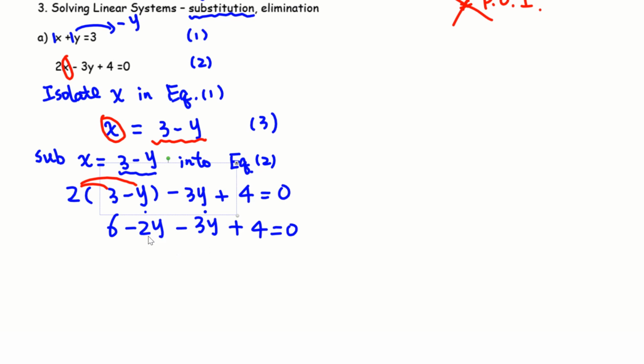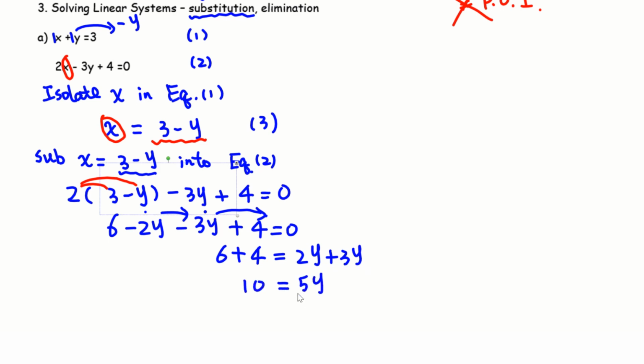Then we want y at one side, number to other side. We could move the y to other side. So we have 6 plus 4 equals, minus 2y becomes opposite operation, plus 2y plus 3y. So we have 10 equals 5y.